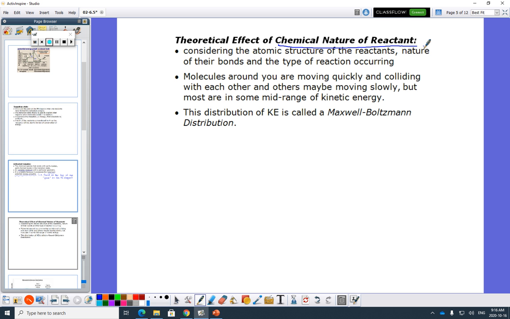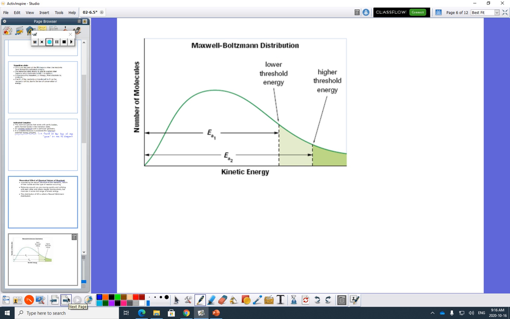Or compounds. So when you have a sample, then some of the particles are going to be moving quickly and some of the particles are going to be moving slowly. Again, none of them are going to be moving with 0 amounts of energy. I'm going to come back to this in a second. But what happens is you can build this sort of curve. You can see here, it does not go to 0. So some particles are moving very slowly and some particles are moving very quickly.